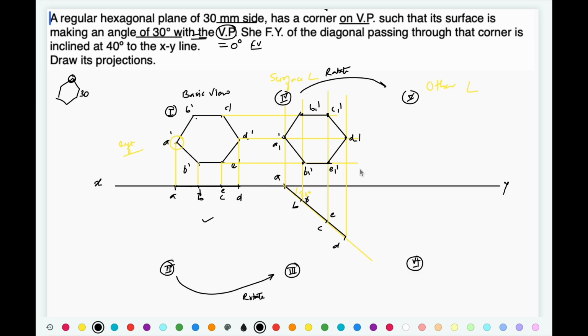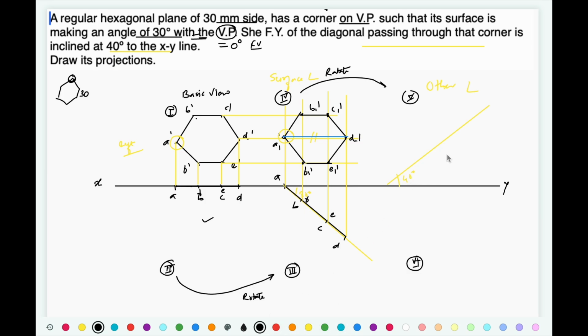Now once you draw this view, the third step is a diagonal passing through that corner is 40 degrees inclined to XY line. Through that corner, in the sense this is the corner A which is resting in VP, so that is a reference corner. Diagonal passing through that corner means this diagonal AD. This diagonal is 40 degrees inclined to XY line. So this is the 40-degree line.